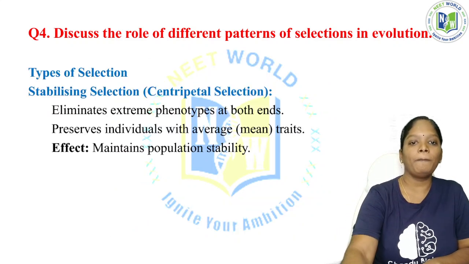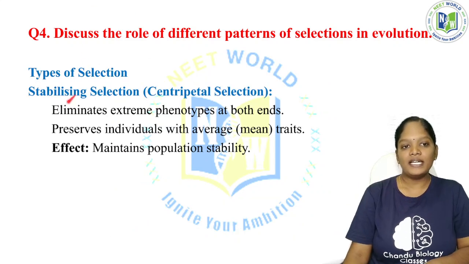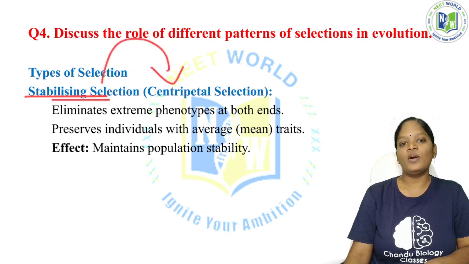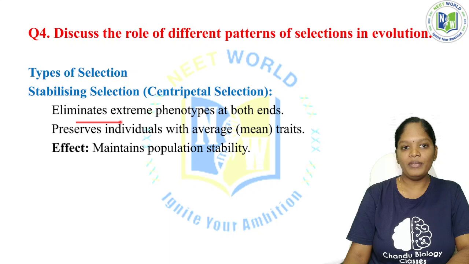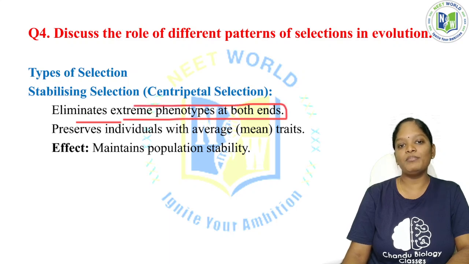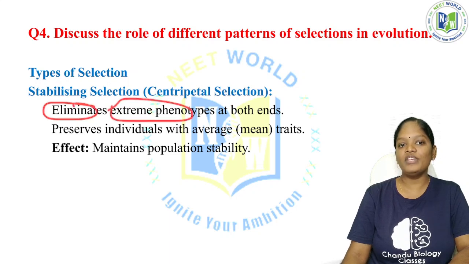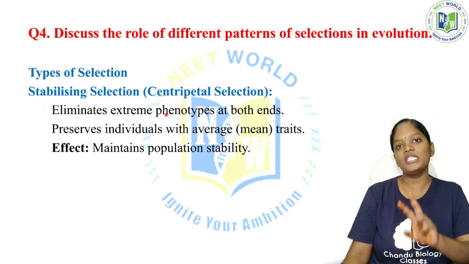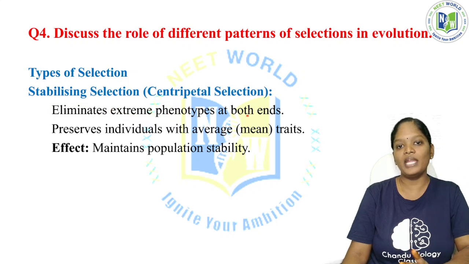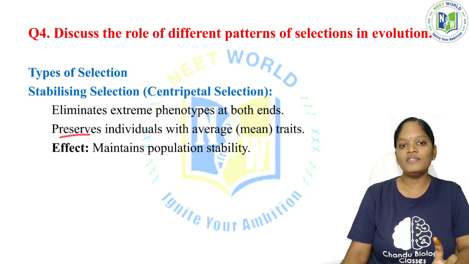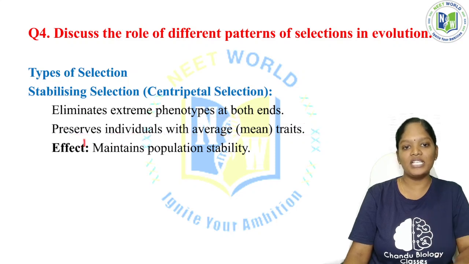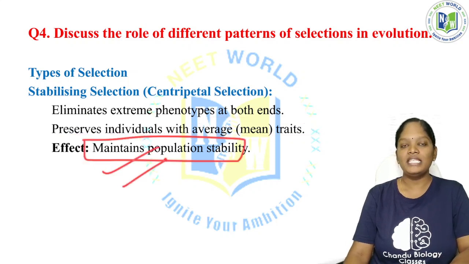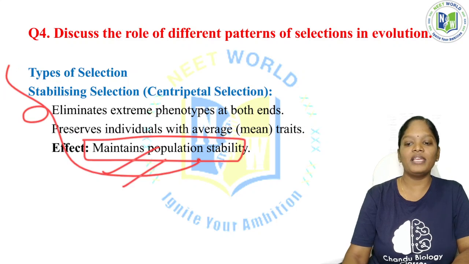Now, this stabilizing selection is also called centripetal selection. It eliminates extreme phenotypes at both ends. Extreme phenotypes here means large and small. It preserves individuals with average traits, which means the medium sized traits, and maintains population stability. So this is stabilizing selection.